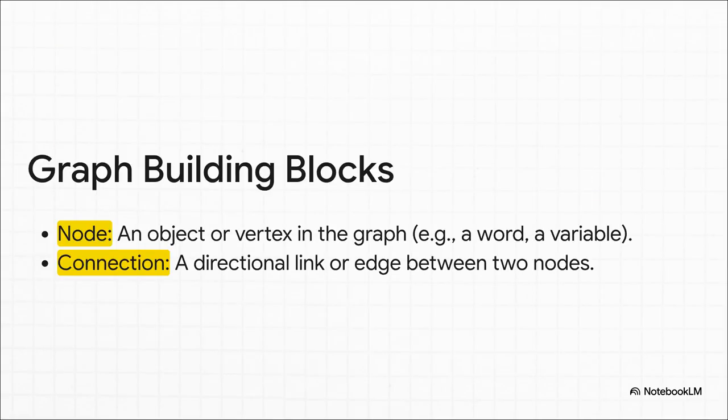Okay, let's drill down a bit. A node can be whatever you need it to be. It could be a single letter in a word, a user in your database, a whole complex object. It's just a thing. The connection, though, that's what gives it meaning. It's a directional link, basically an arrow, that says this thing is related to that thing in this very specific way. That simple combo is all you need to build some amazingly complex and meaningful structures.